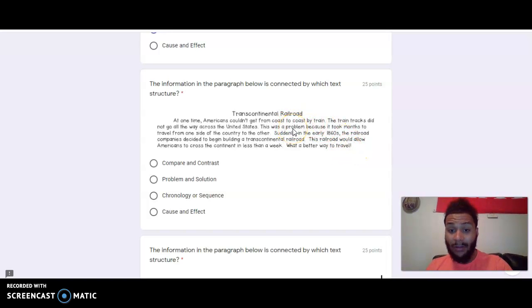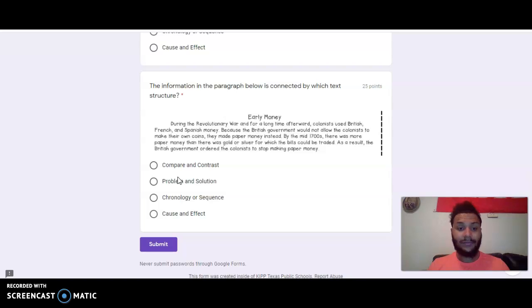It tells me a problem here. This was a problem because it took months to travel from one side of the country to another. How did they fix that? Well, they built a transcontinental railroad. If they already talked about the problem, the solution was building the transcontinental railroad. Therefore, our answer is problem and solution.